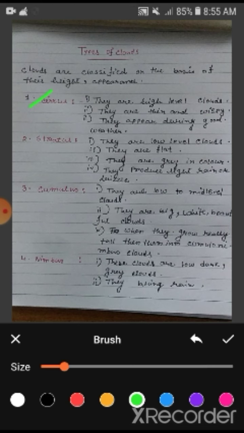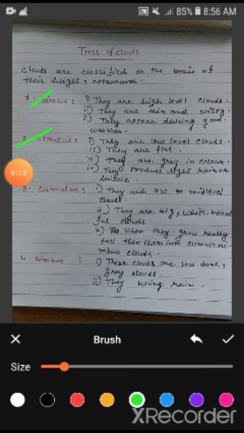The next type of cloud is known as the stratus. They are low level clouds. Point number 2, their base is very flat and they are found in the lower altitude. They are grey in color, so their color is also different, grey. And point number 4, they produce light rain or drizzle. That means very less rainfall occurs due to the stratus cloud.